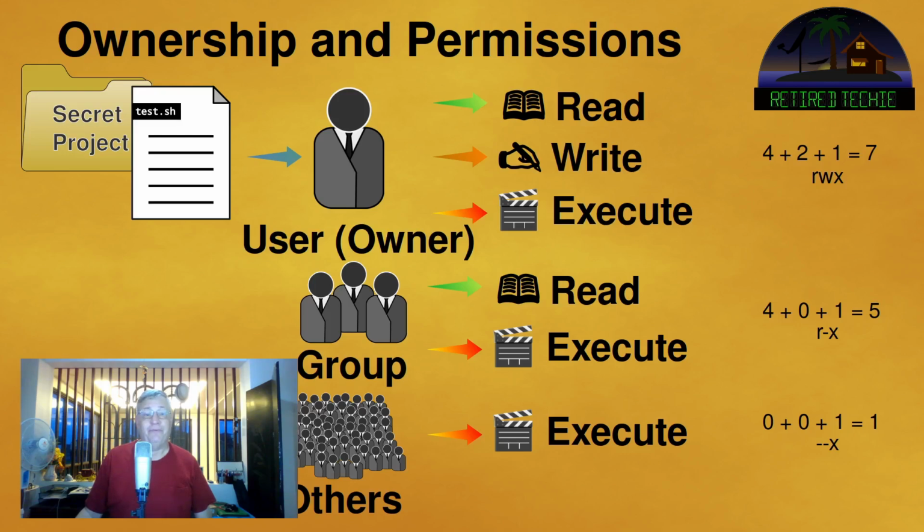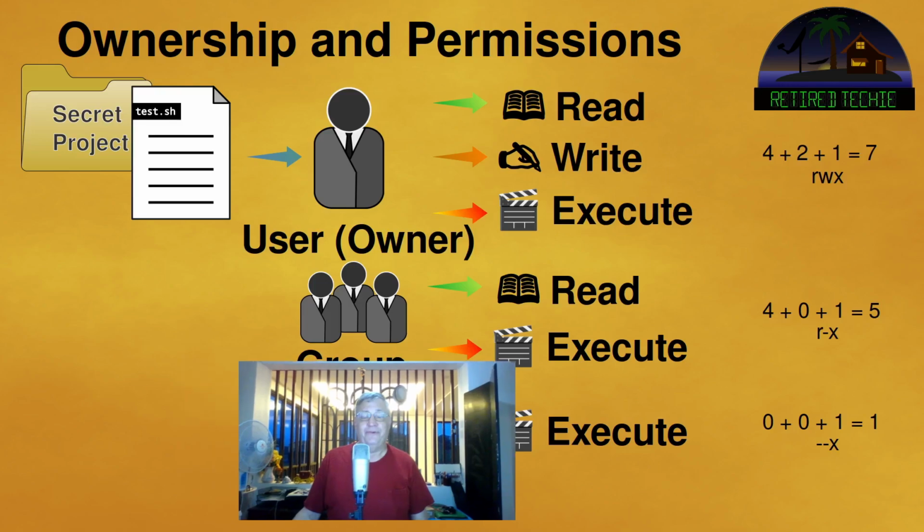For example, the group has 4 because they can read, 0 because they can't write, and 1 because they can execute. So it's read, nothing, execute, and 4 + 0 + 1 = 5. And if we go down to others, they can just execute, and it's 0 + 0 + 1 = 1. So 0 in the read permission, 0 in the write permission, and just 1 in the execute. Some people are more comfortable with the symbolic letter representation. Other people are more comfortable with the numeric representation. That's something you're going to have to figure out for yourself as you work through this.